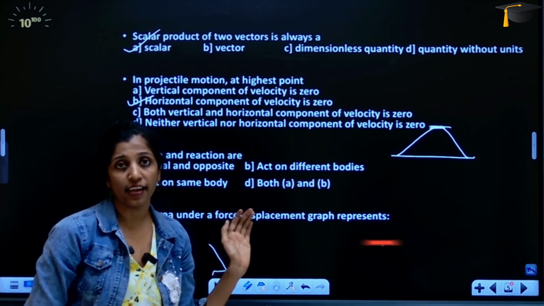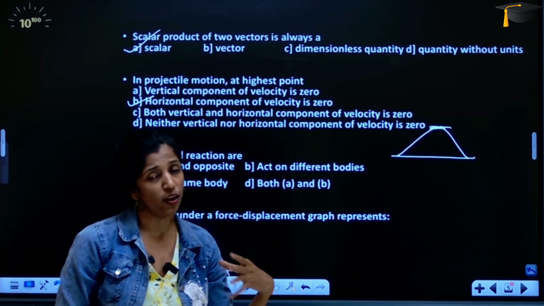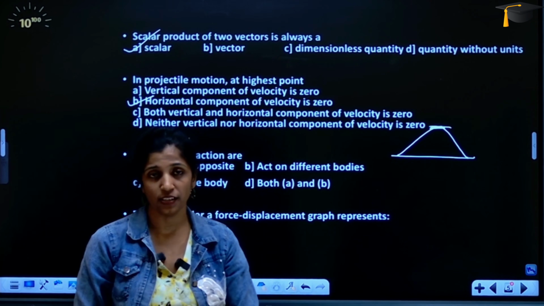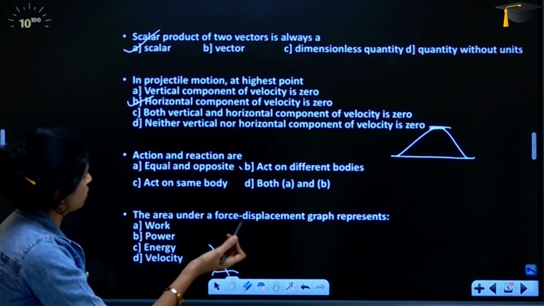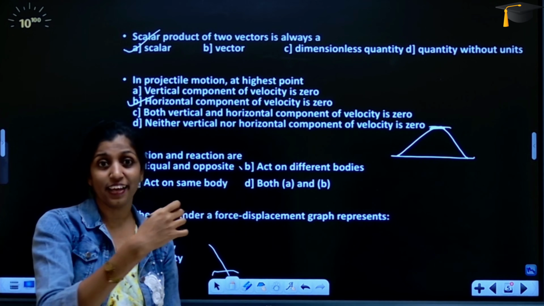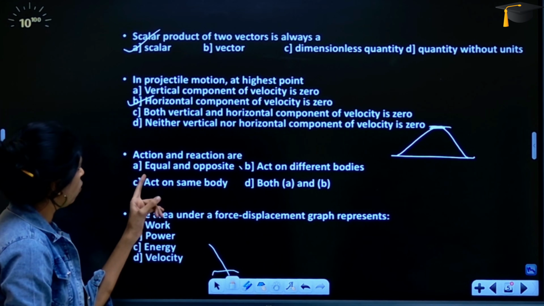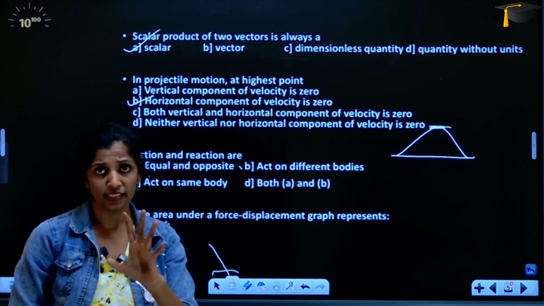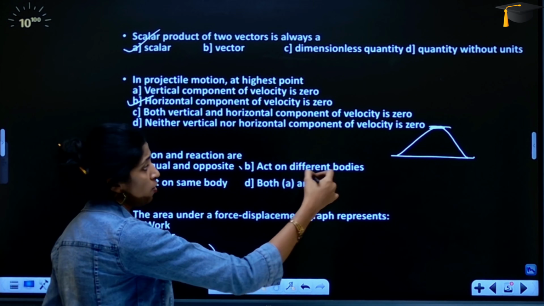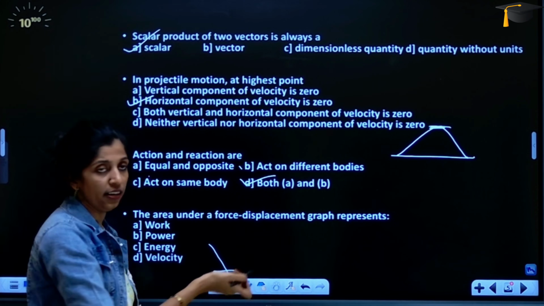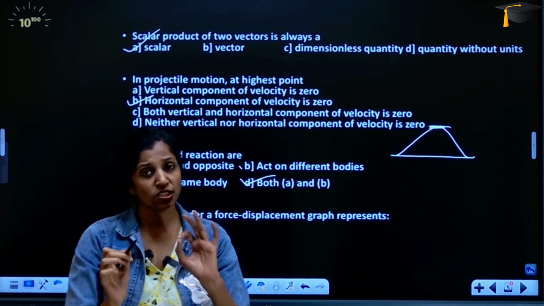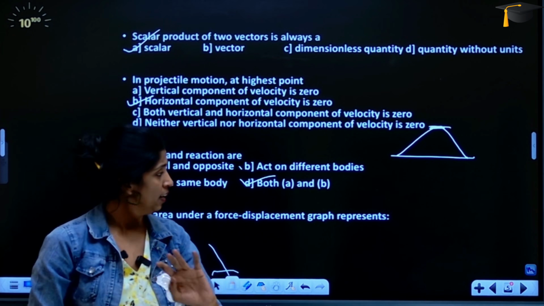Next, action and reaction. As you all know from Newton's third law, for every action there's an equal and opposite reaction, right? So action and reaction always act on, okay. I think even you might make this mistake. There are two options here: equal and opposite. Yes, it's correct. And also it acts on two different bodies, as mentioned. Therefore, can we say both options A and B are correct? Remember, action and reaction will always act on two different bodies.